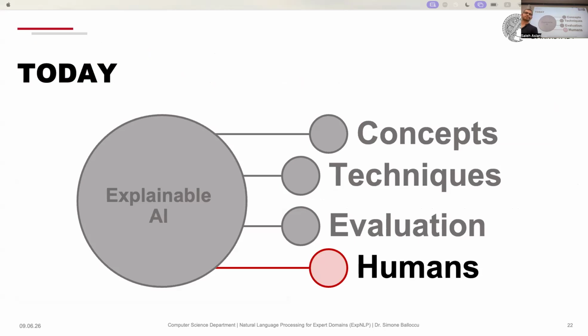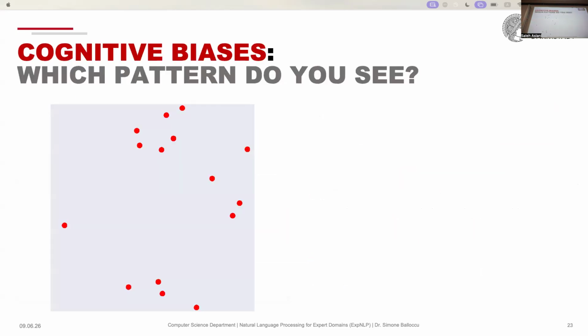So lastly, we will talk about how humans look into the explanations generated by the AI, or how we perceive those explanations. So one thing to first look into is a phenomenon called cognitive bias.